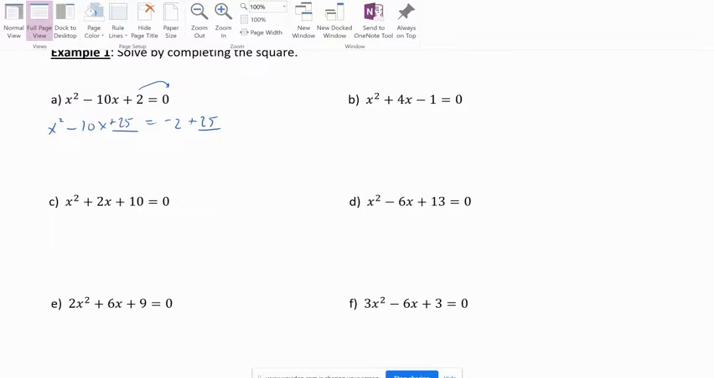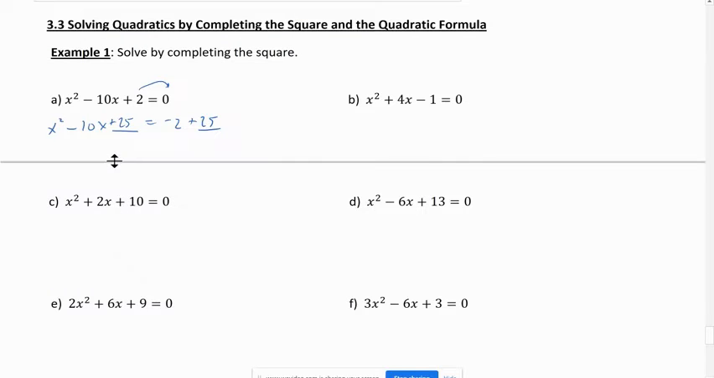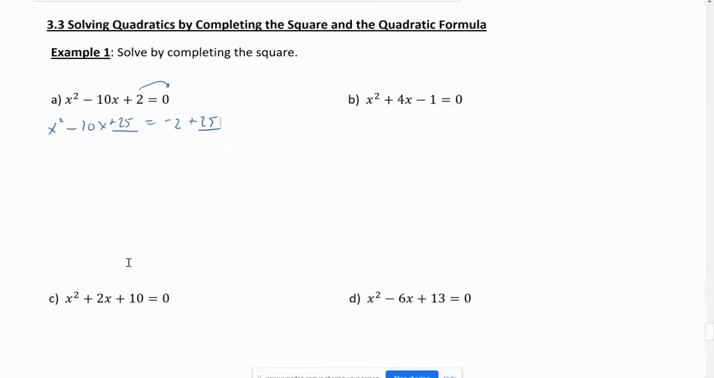And then by doing that, we have now created a perfect square, which means I should be able to factor this expression and get the same factor twice. So if we factor x squared minus 10x plus 25, we get x minus 5 times x minus 5, which is x minus 5 squared. So as you see, we put a number here that made this into a perfect square. On the right side of the equation, we have 23.